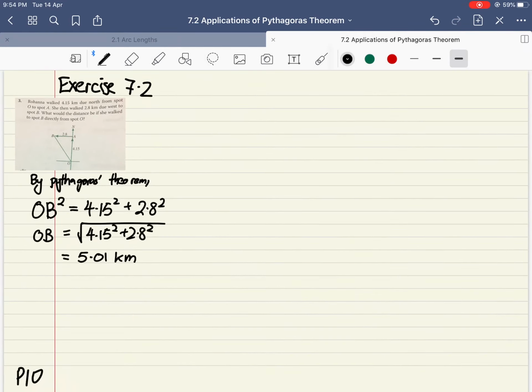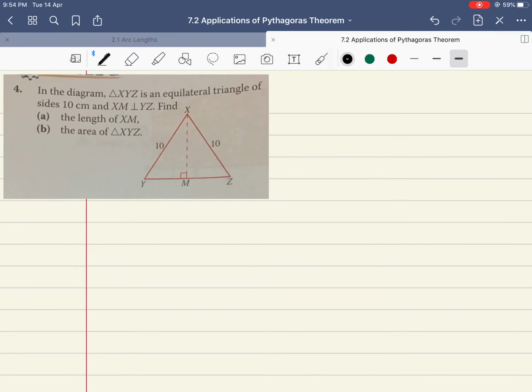Still on page 10 of your textbook, we're going on to question 4. So first thing they want us to find is the length of XM. So this being an equilateral triangle, it means that YZ is also 10 cm. Okay, so in this case, for an isosceles triangle, if you draw a perpendicular down, it will divide the base exactly into two equal portions. So therefore YM is 5 and MZ is also 5. So let me just write it down. YM is equals to 5 cm.